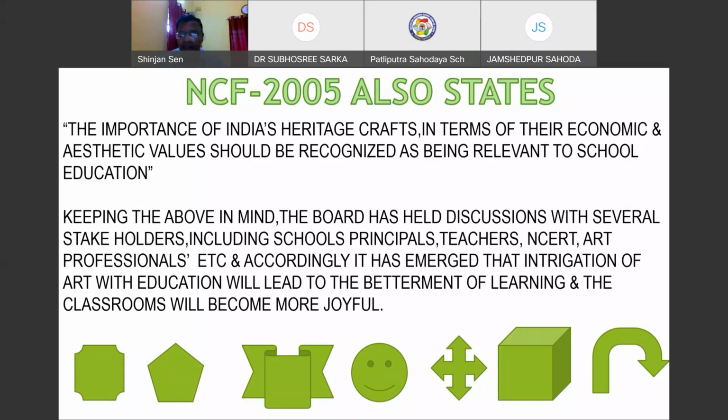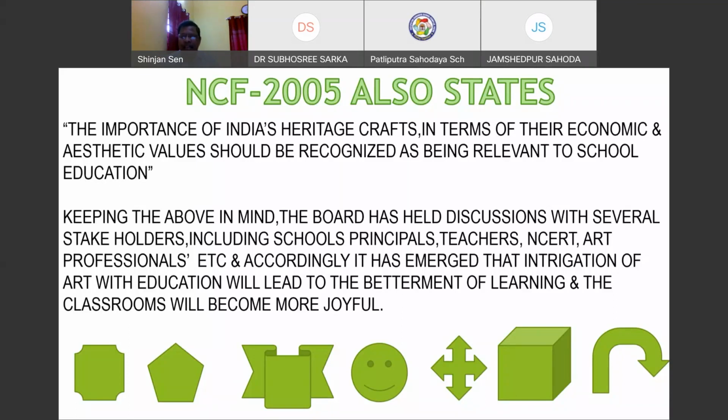Keeping this particular recommendation of NCF in mind, the board has held discussions. CBSE has held discussions with several stakeholders, including schools, principals, teachers, NCERT, art professionals, etc. And accordingly, it has emerged that integration of art with education will lead to the betterment of learning and the classrooms will become more joyful. This is what CBSE has to say.